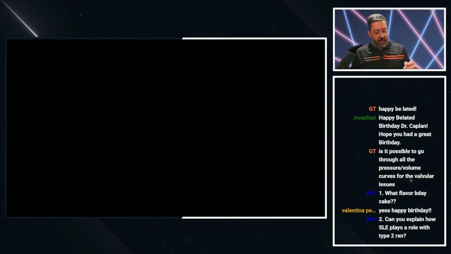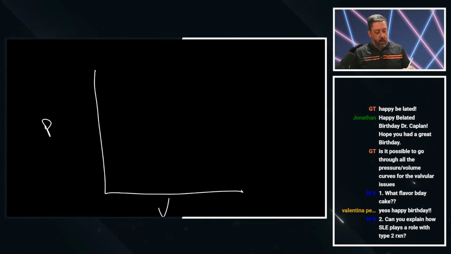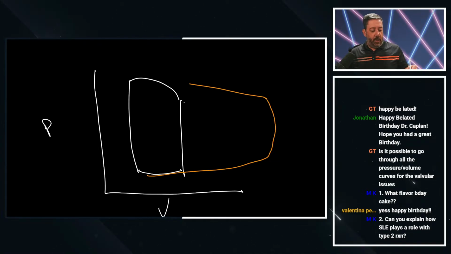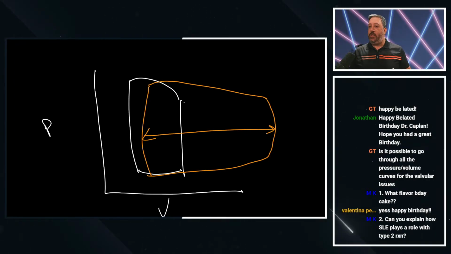So what happens is when you have your normal pressure volume curve, when we have valve issues, the valve doesn't close all the way, so we don't get nice crisp lines. And you can see how wide this stroke volume is. Why? Because in regurgitative valve issues, you're filling the chambers from two different areas.